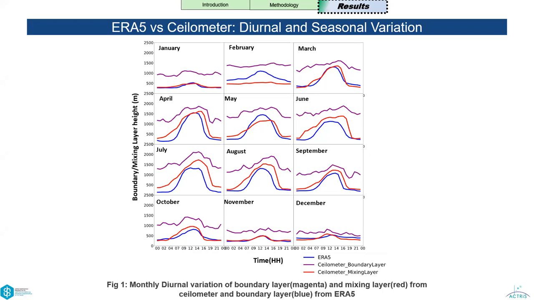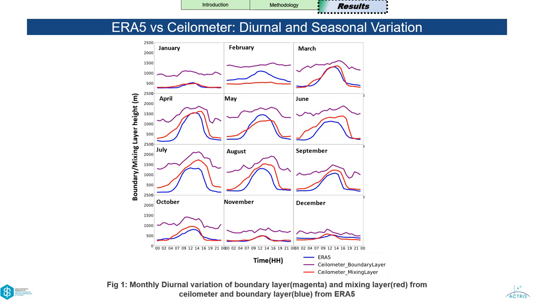So finally, I would like to show you some of the initial results we have. Here in this plot, you will see the data from the ERA file and the ceilometer. The lines in blue represent the boundary layer from the ERA file, lines in red represent the mixing layer height from the ceilometer, and in dark purple is the boundary layer height from the ceilometer. So here you will see that the boundary layer from the ERA file agrees very well with the mixing layer of the ceilometer. So basically, the ERA file doesn't provide us the boundary layer, but it provides us the evolution of the mixing layer. And here we also observe that the timings for the peaks were a little different in the ERA file than the ceilometer.